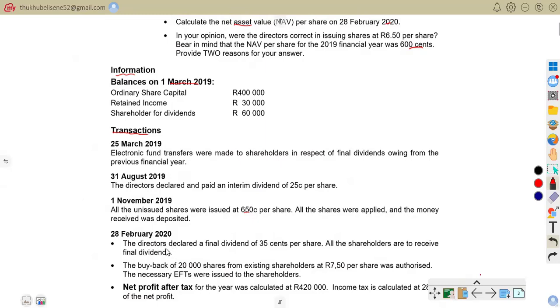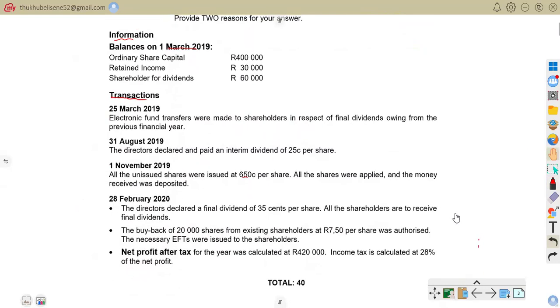28 February 2020: directors declared a final dividend of 35 cents per share. All the shares are to receive final dividends. The buyback of 20 shares from existing shareholders at 750 per share was authorized, and the necessary EFTs, electronic funds transfers, were issued to the shareholders. Net profit for the year was calculated at 420,000. Income tax was calculated at 28% of the net profit, and you are to get 40 marks.